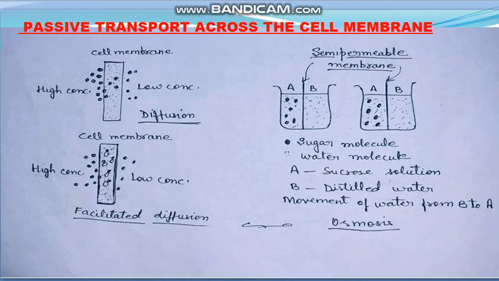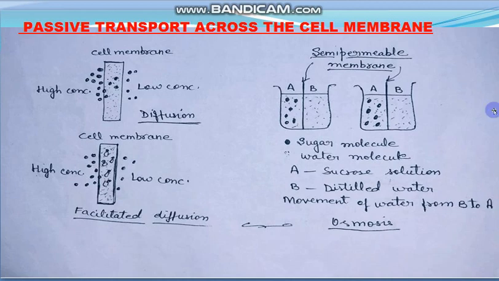The second way of passive transport across the cell membrane is known as osmosis. And what is osmosis? The movement of water molecules through the selectively permeable cell membrane or the plasma membrane is known as osmosis. See here, this is a semi-permeable membrane. Semi-permeable membrane means that some things can go across these membranes, and certain things are not allowed to cross this membrane.